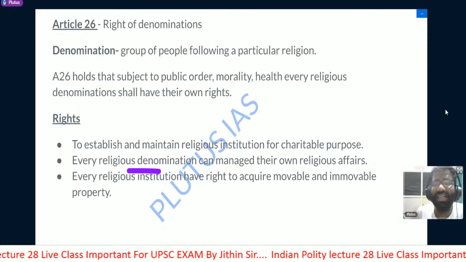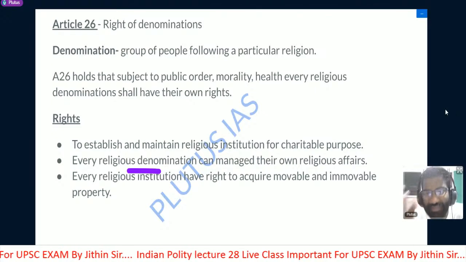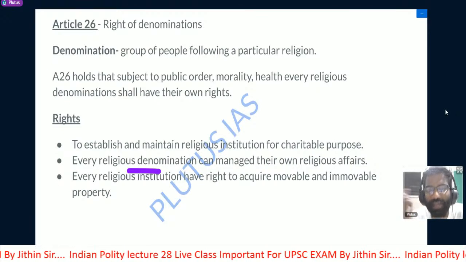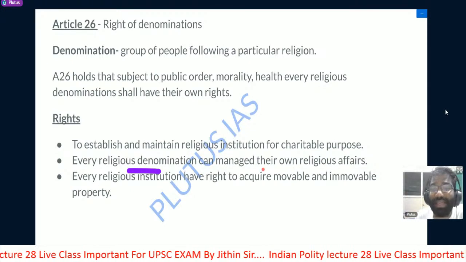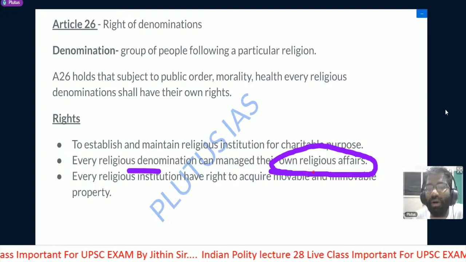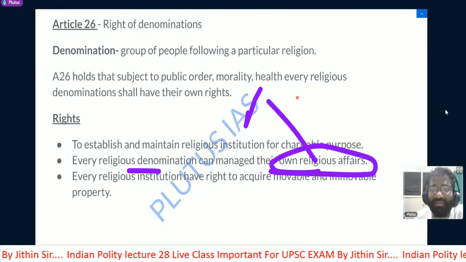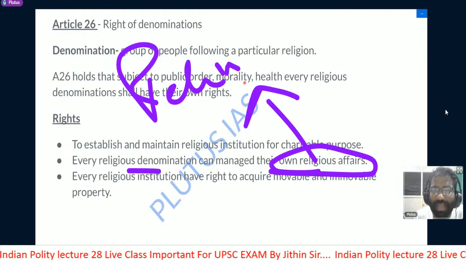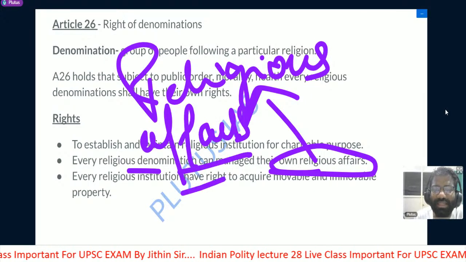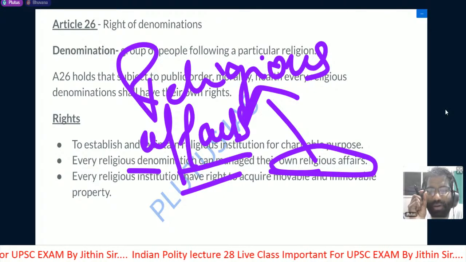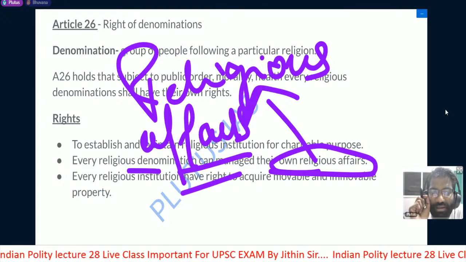And every religious denomination, a particular group of people believing in a particular religion, suppose some people are following Islamism, some people are following Hinduism, they can manage their own religious affairs. No other person will interfere into their internal religious affairs. So they can manage their own religious affairs. A particular group of people following a particular religion can manage their own religious affairs. Okay.